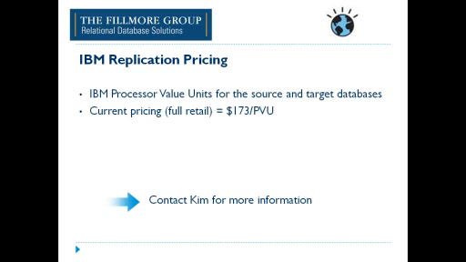And just a little bit more detail here. The 173 per PVU that you see there is processor value unit. This is how IBM prices distributed software based on the processing capacity of the server on which the software is going to run. And describing PVUs is probably a whole other hour-long discussion. The bottom line is that if you have any questions about what you need and how much it's going to cost, you can contact Kim for more information.